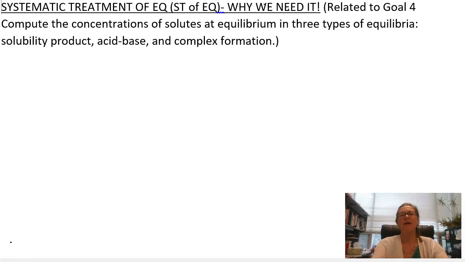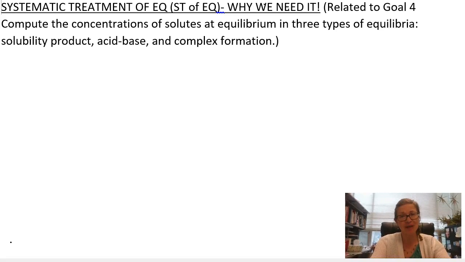Hi everyone. In this video, I want to explain to you why we need the systematic treatment of equilibrium in order to solve some problems. You've probably gotten pretty good by now at solving KSP problems, but if you think about it, in those problems there was only one reaction at equilibrium, and in reality there's going to be more than one reaction at equilibrium, which is why we need the systematic treatment.